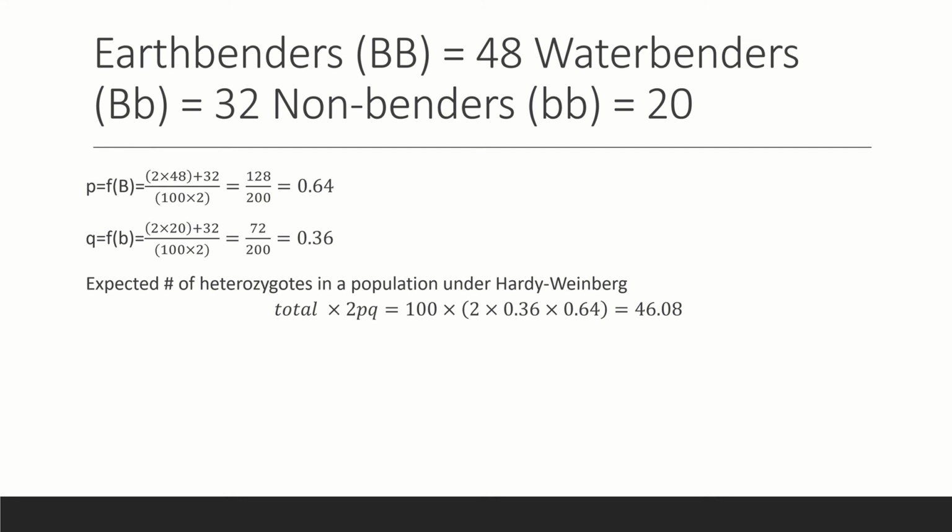And for little b, the calculation is similar with 2 times 20 plus 32, divided by 200. It's 2 times 20 because each non-bender has 2 little b alleles, plus 32 because each water bender has 1 little b allele, divided by the total of 200 alleles to give us 0.36 for the frequency of little b. And then to find the expected number of heterozygotes in this population, it's going to be the total number of people in this population times 2pq. And that gives us an expected number of 46.08 heterozygotes in this population.